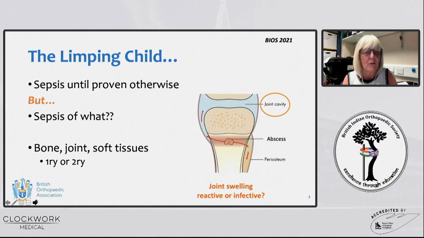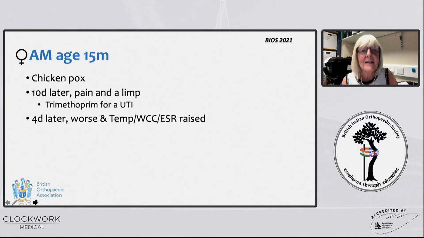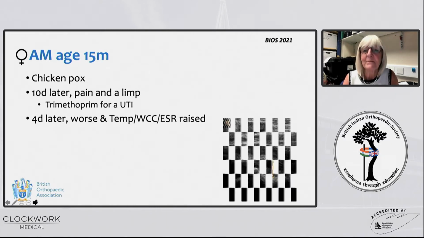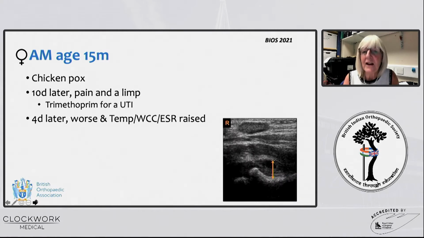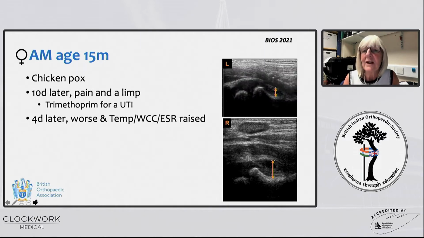in its own right? So let's take Alice, aged 15 months, who had chickenpox a few days ago, and has now presented with pain and a limp, for which she was prescribed trimethoprim for a UTI, a little odd you might suggest. 4 days later, and perhaps not surprisingly, she's worse, with a temperature, white cell count, and ESR all raised. They phoned me on the Friday afternoon, as they often do, with an ultrasound scan, which showed a significant amount of fluid in the right hip, with the arrows there, compared to the left hip.